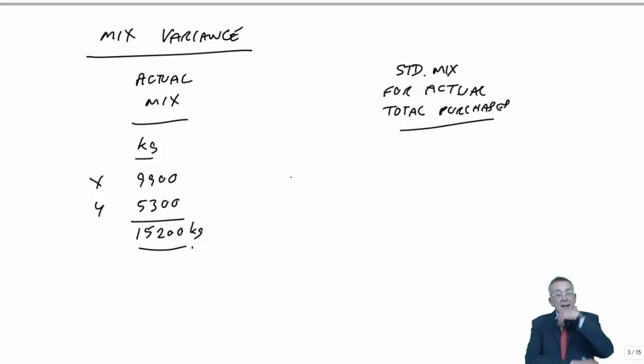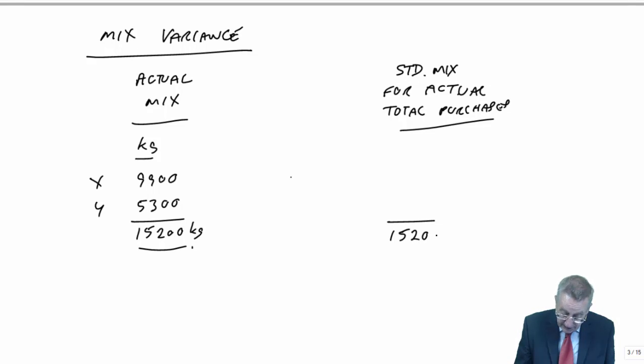But how should we have been mixing? If you look at the cost card, for every unit in total, there's 3 kilos. And 2 of them should have been material X. 1 of them should have been material Y. So we bought in total 15,200. That's our actual total purchases.